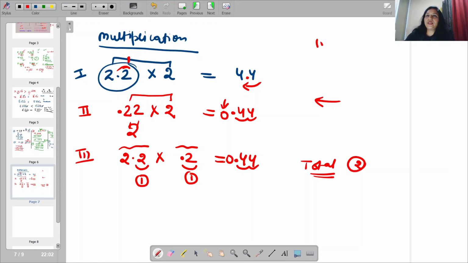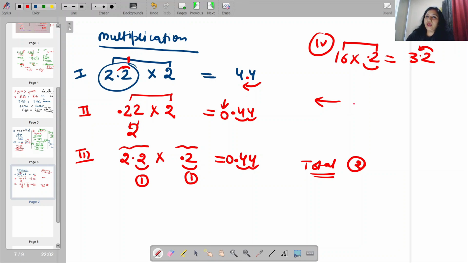Let's take few more examples. For example, I am multiplying 16 into 0.2. ठीक है, क्या करूंगी? Point को भूल जाओ. 16 into 2, that is 32. Only one digit to the right of decimal. You have to move one position left. Answer is 3.2.